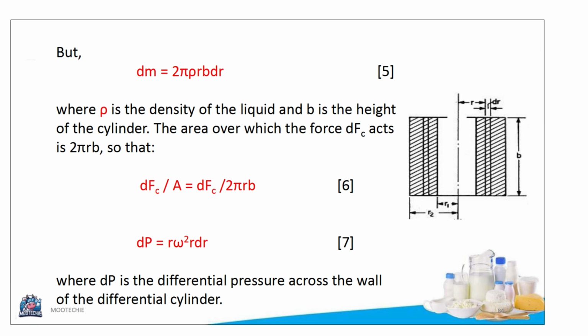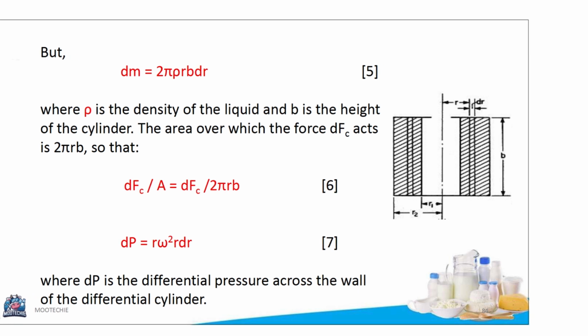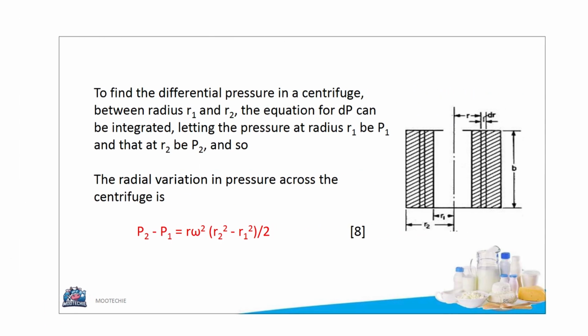To find the pressure difference between two radii, r1 and r2, we integrate this equation. The result is P2 minus P1 equals ρ times omega squared times (r2 squared minus r1 squared).